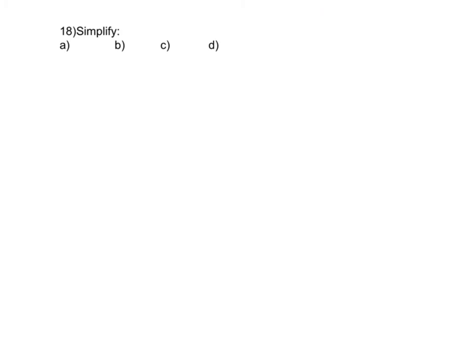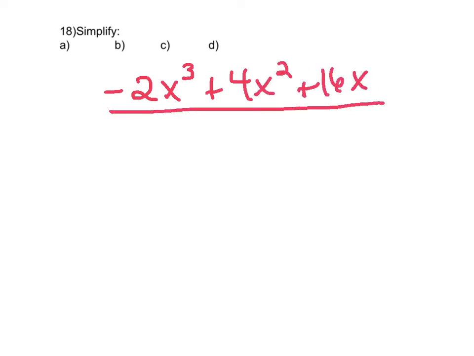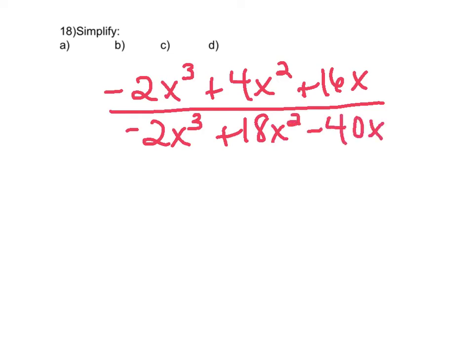In number 18, we've got negative 2x to the third plus 4x squared plus 16x over negative 2x to the third plus 18x squared minus 40x. What they want you to do here is simplify this. So it looks very daunting at first, but what I want you to try to find first is what GCF I can pull out of this top piece and this bottom piece.